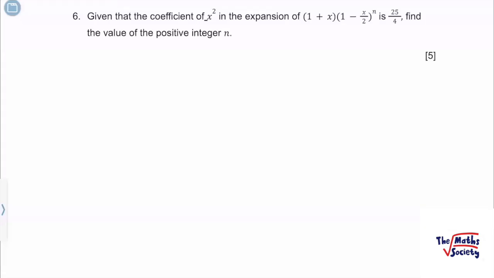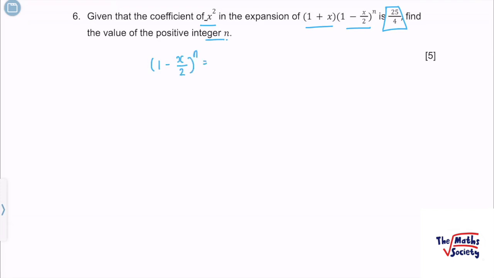Okay, so now we're off to question number 6. It says to give the coefficient of x squared in the expansion of (1 plus x)(1 minus x by 2) to the power n is 25 by 4. And then you need to find the value of the positive integer n as well. So we know that it's 1 plus x and 1 minus x by 2, the whole power n.